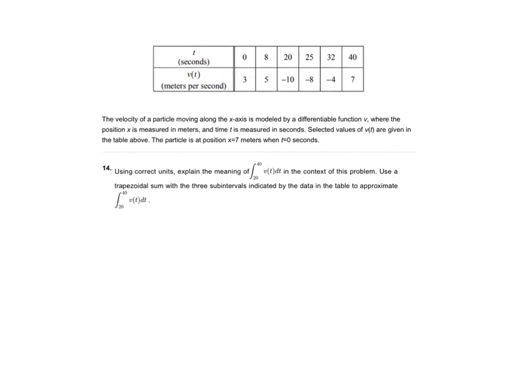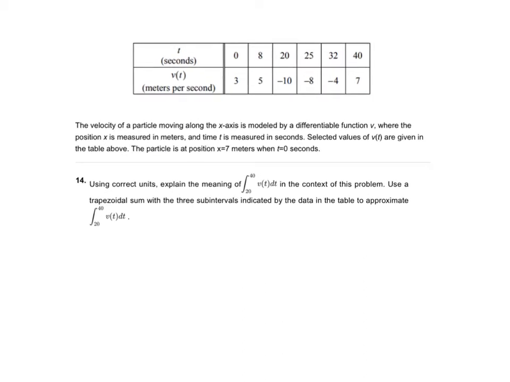So, next one. Okay, another chart, same variables. You have time, this one's in seconds, and then you have velocity in meters per second. The velocity of a particle moving along the x-axis is modeled by a differentiable function v, where the position is measured in meters and time is measured in seconds. Selected values of v are given in the table above. The particle is at position x equals 7 meters when t equals 0 seconds. Using correct units, explain the meaning of the integral from 20 to 40 of v of t in the context of this problem.